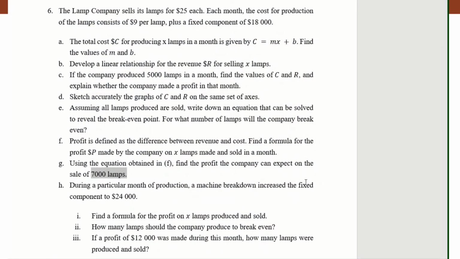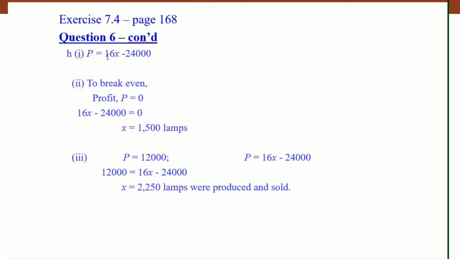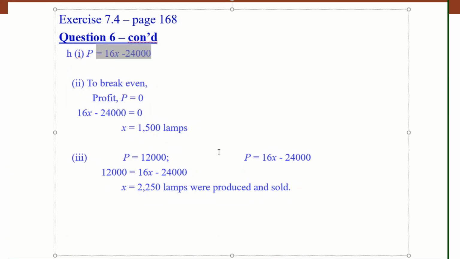During a particular month, the fixed component increased to 24,000. Now find the profit formula. So it's very much 16x minus 24,000. To break even is when your profit is equal to 0, which is 1,500 lamps. All right. So now they ask you when the profit is 12,000, how many lamps did they sell? So 12,000 equals 16x minus 24,000. You solve to find x, which is 2250.